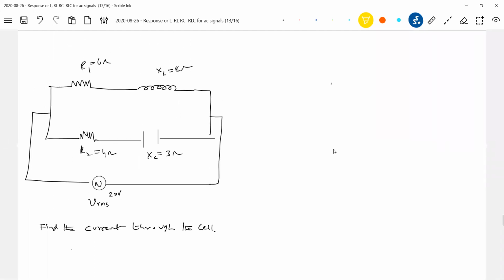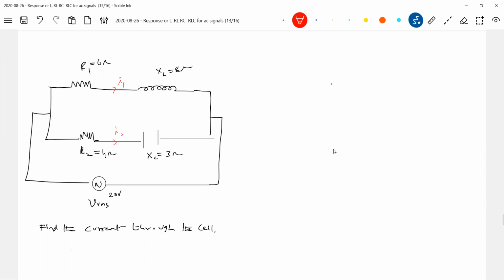Now, if we have a parallel circuit, what should be the approach? Don't go for a parallel circuit formula; directly get into the problem like this. Let the current here be I1. Let the current here be I2.